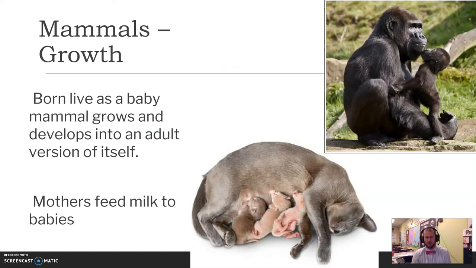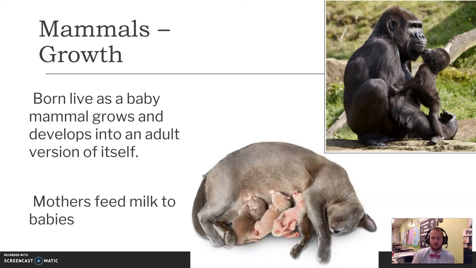Mammals will have a live birth that is born as a baby of that animal, and grows into a bigger version of itself. A couple of pictures here show you both varieties of that. You've got the small and then the larger, the babies and then the mamas. So they will look like whatever kind of mammal they are. They will look like an ape. They will look like a cat. They will look like a human. And then they will grow into an adult version of that.